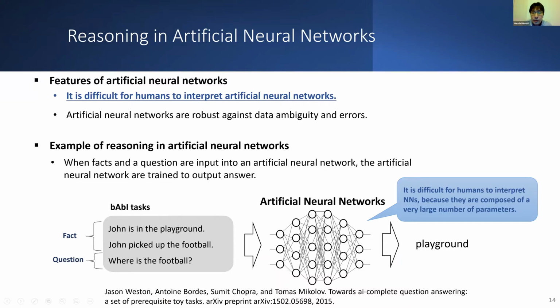Next, I will explain the study of reasoning in artificial neural networks. One of the features of artificial neural networks is that it is difficult for humans to interpret them.